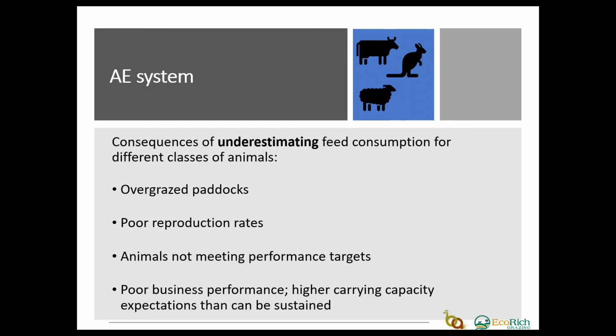If you end up putting too many cattle on paddocks, they're overgrazed. The consequences of that can be declining land condition and even permanent consequences if soil is lost and the productivity of that paddock is lost forever, or reduced, I should say, forever. Another consequence of overgrazing is poor diet quality by the stock grazing in that paddock, and that can result in poor reproduction rates, animals not meeting their performance targets, and of course, an outcome of that is poor business performance.